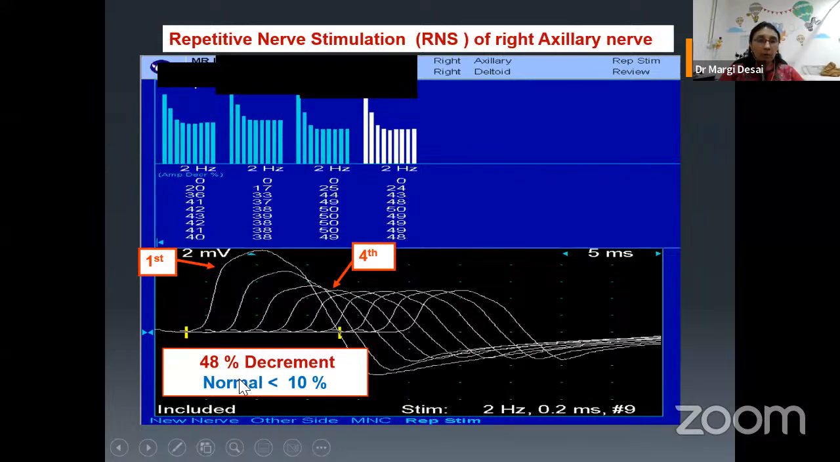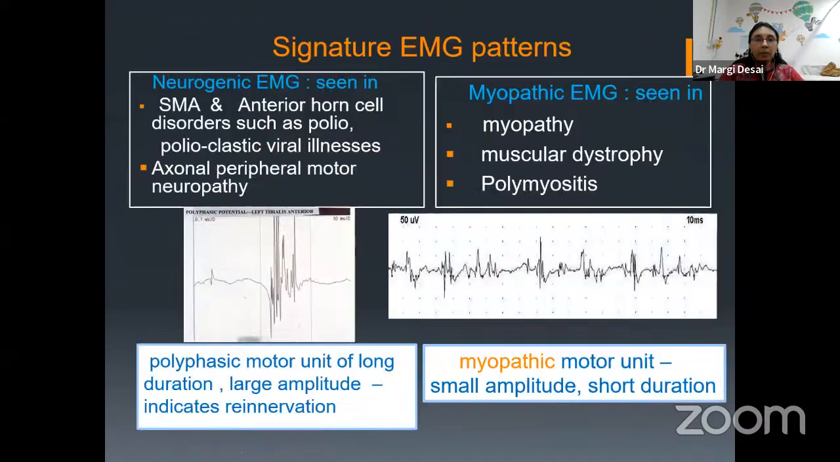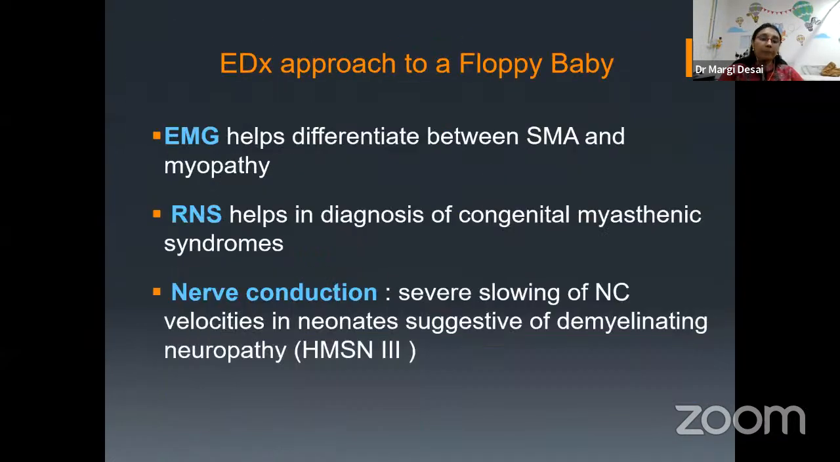Normal drop should only be 10% between the first and the fourth response. But in our case, the drop is anywhere from 42, 38, 50, and 50%. So this is abnormal. An abnormal decrement is suggestive of a postsynaptic defect in the neuromuscular junction, and it is compatible with myasthenia gravis. So now we have gone through the entire gamut of causes of a floppy baby.